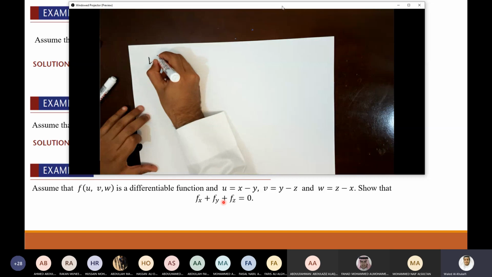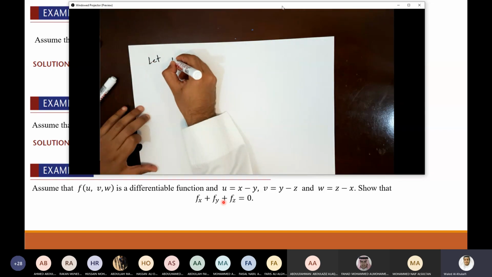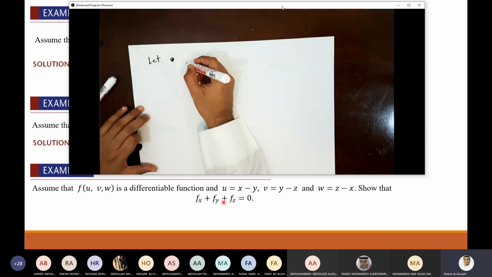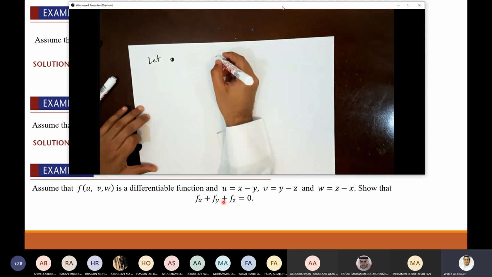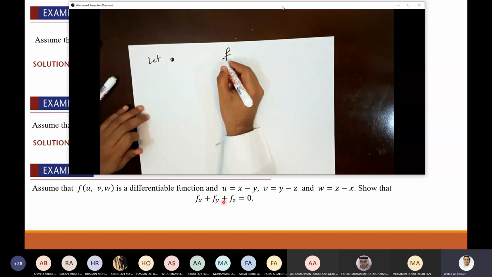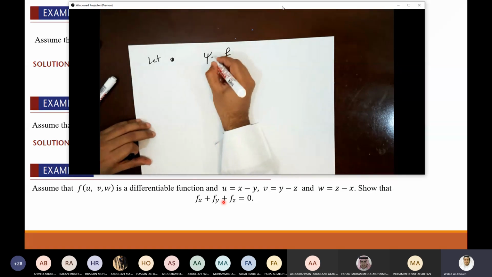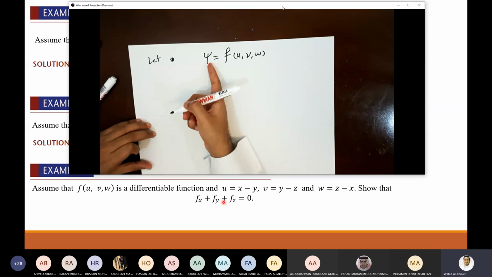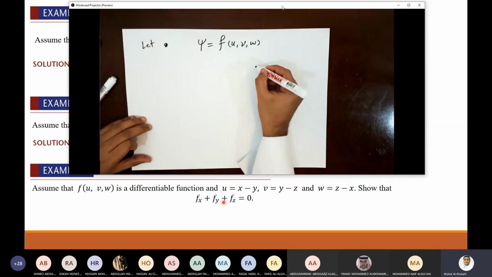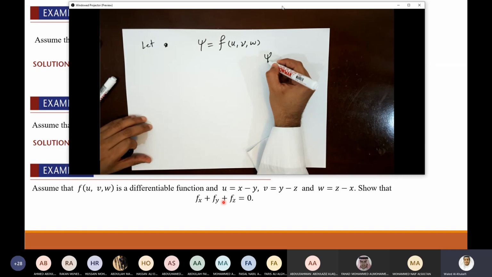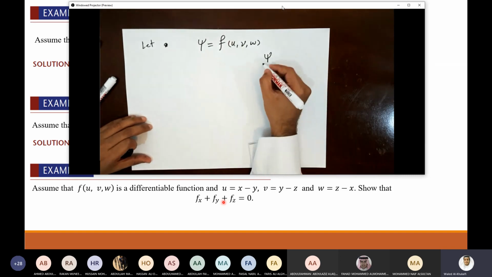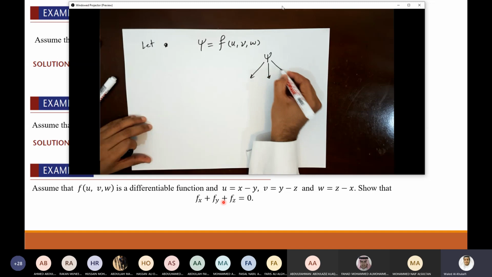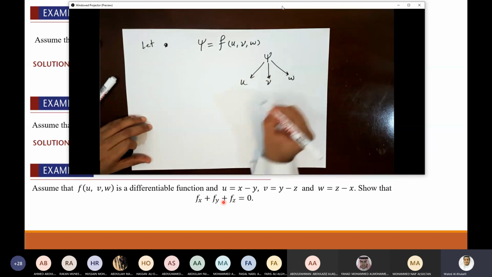Of course here you will say let, it is easier for you guys, let's say, actually let's call it f, start with, or you can even call it, guys, I don't know, call it psi for example. Let psi equal f of u v w. This is the Greek letter psi, you can use it as a function. So now, guys, when you draw the tree diagram, psi, or f if you want, depends on what? Depends on three variables, which are u, v, w.